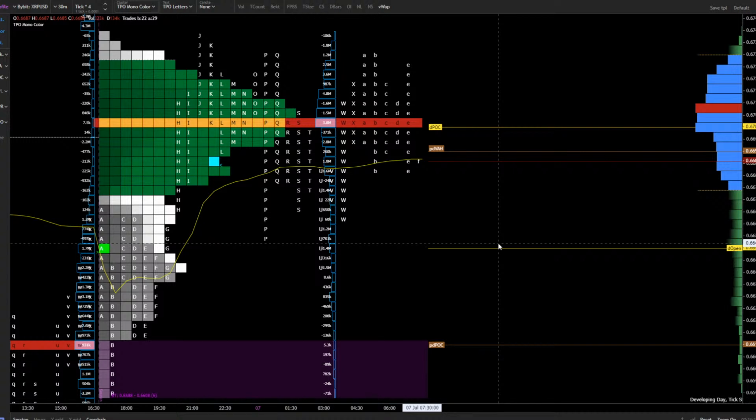What triggers this song? When my profit target gets hit. So when my take profit gets hit, Rex, that's what triggers the song.